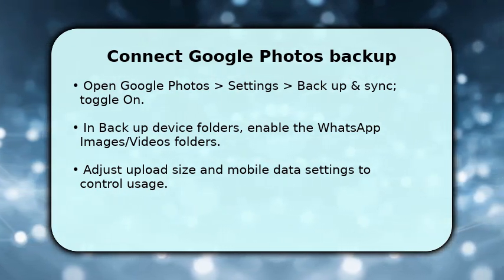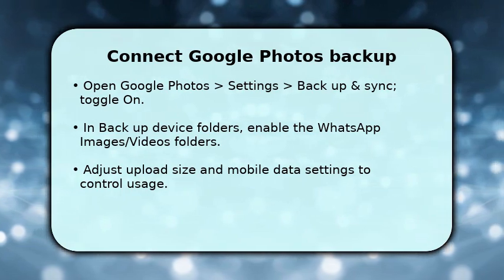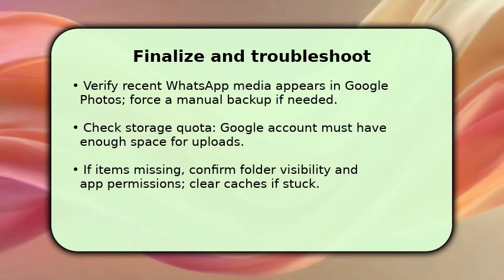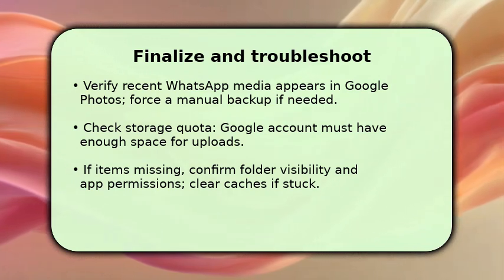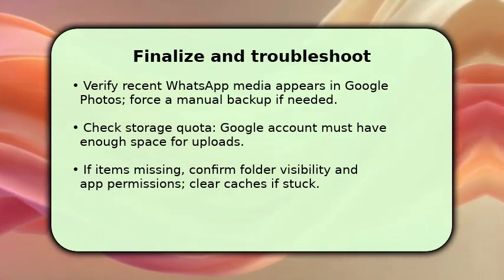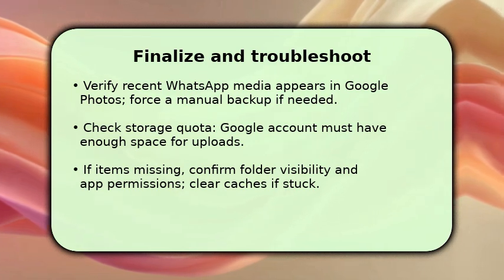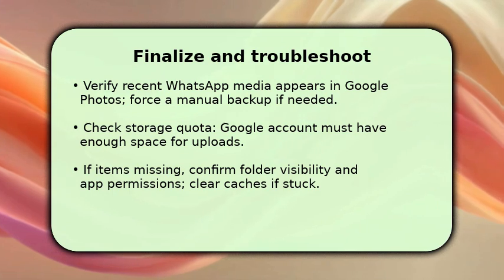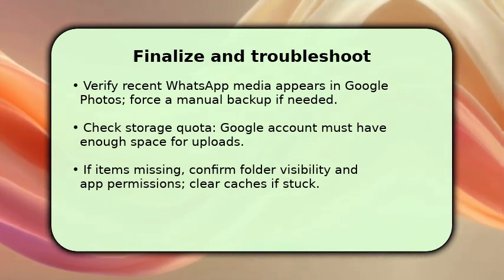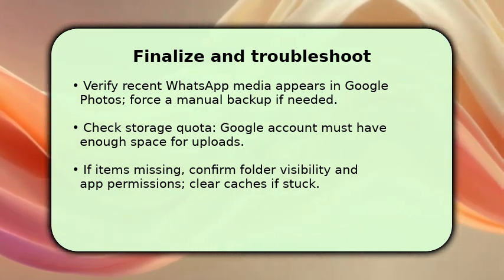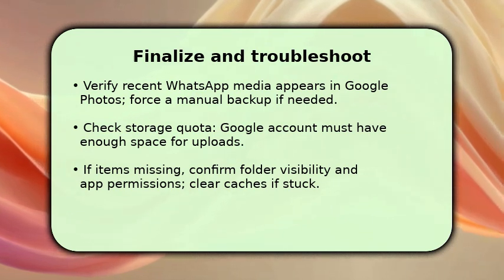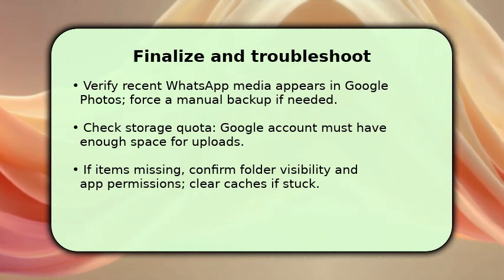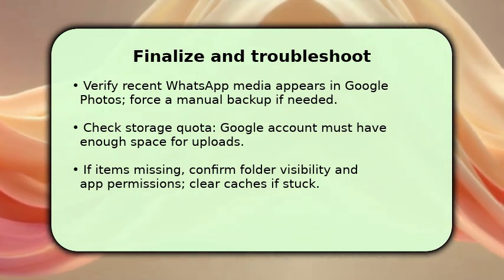Finish by confirming new WhatsApp images show up in Google Photos. Open an image and look for the cloud backup status or force a manual backup in Photos settings. If uploads stop, check your Google account storage quota because a full account blocks backups. If files are missing, make sure the WhatsApp folders remain visible to Photos, review app permissions, and clear app caches or restart the phone to reset sync. A single troubleshooting tip: toggle backup and sync off, then on to reinitialize the sync process.